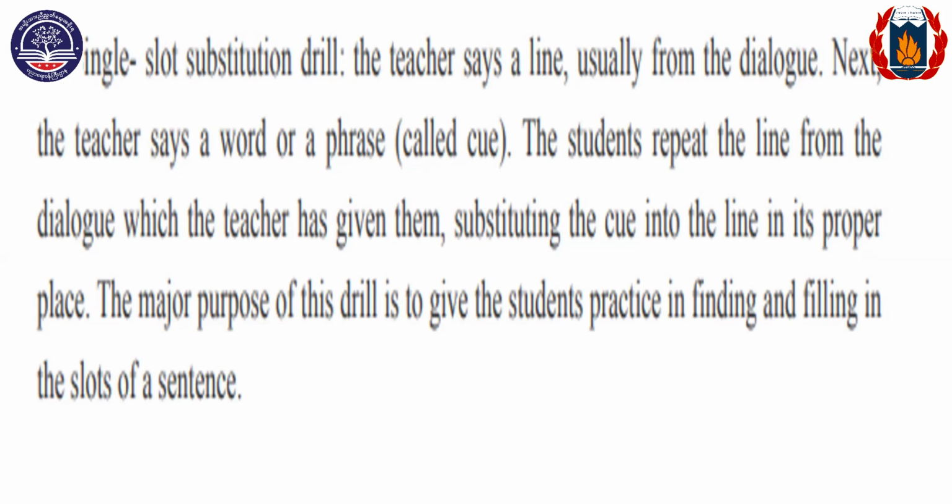And the next thing, there is a book on the table. As a teacher, you give the phrase under the table. Student produce. There is a book under the table, like that. So, firstly, teacher says a line from the dialogue, and then he gives cue, a word or a phrase. Student repeat the sentence by replacing the words or phrase given by the teacher.